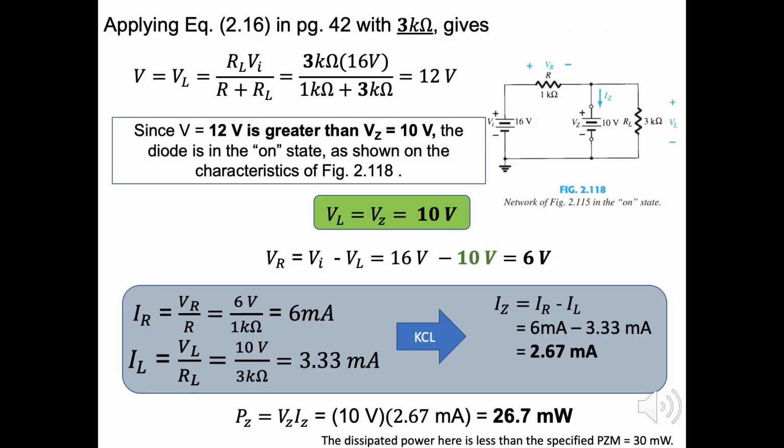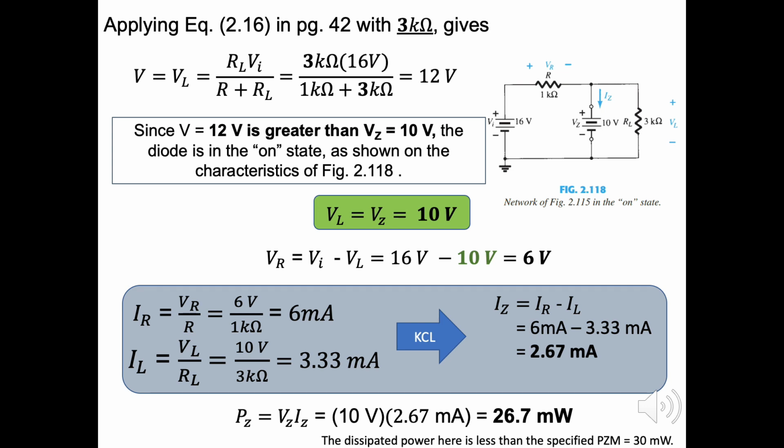By changing RL from 1.2 kΩ to 3 kΩ, we will find all the elements: VL, VZ, IZ, and PZ. VL here is 12 volts. Since VL equals 12 volts, which is greater than Vz of 10 volts, the diode is now in the on state. Therefore, the Vz now is 10 volts. Calculating VR gives us 6 volts.